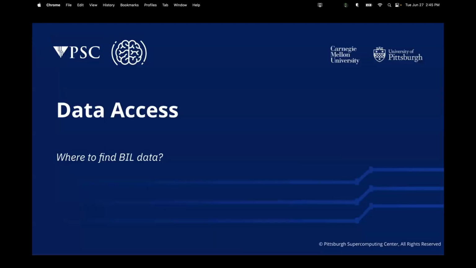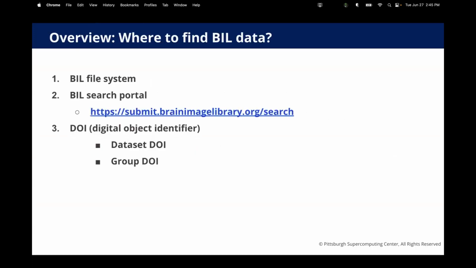Let's talk a little bit about data access. Once your data is published, where can you find it? Where can you tell others to find it? There are a few different things. First is the BIL file system, which I showed you a little bit, and I'll show you a bit more of it. We have the BIL search portal, and then of course you can point others to DOIs in order to find your data.